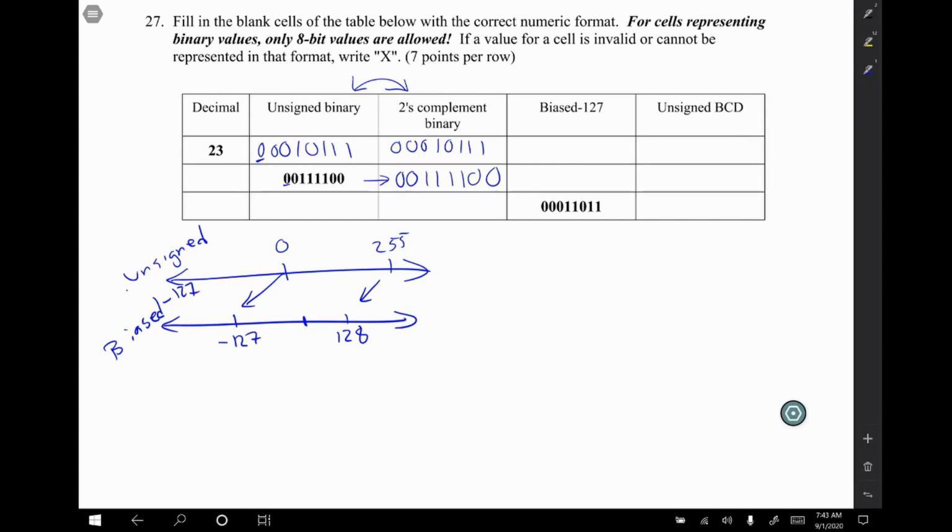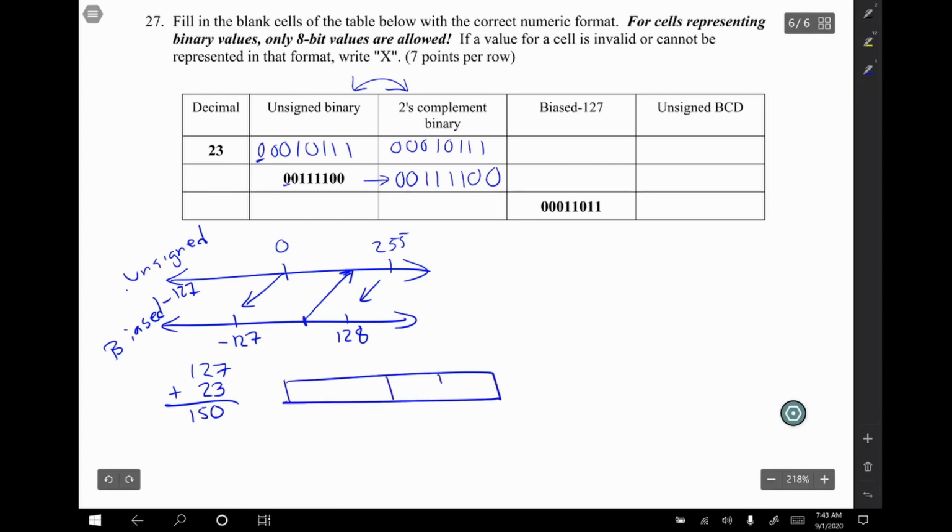What does the pattern look like? Well, understand that what we have to do is take our 23 and add it to 127 in order to figure out what the corresponding unsigned pattern of ones and zeros would be. So 127 added to 23 is 150, right? And so we take our 8 bits, the powers of 2, so 1, 2, 4, 8, 16, 32, 64, 128. There is a 128 in it, so we put a 1 there. Pull that out, and what we've got left is 22.